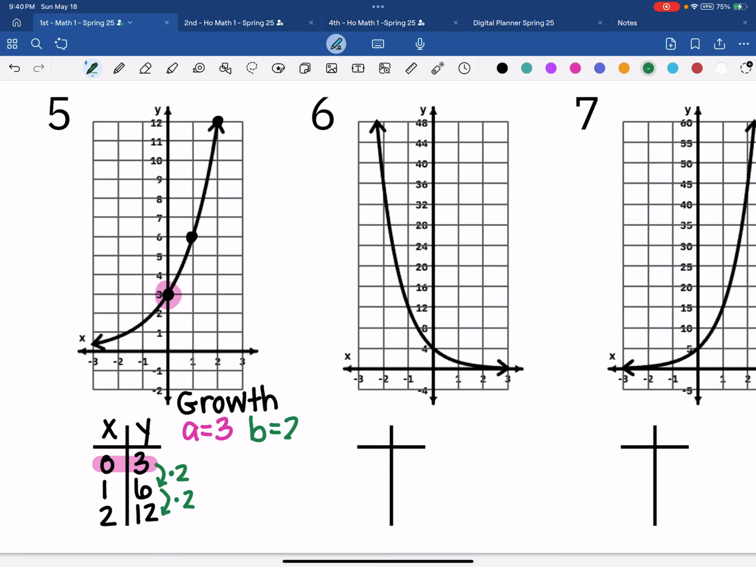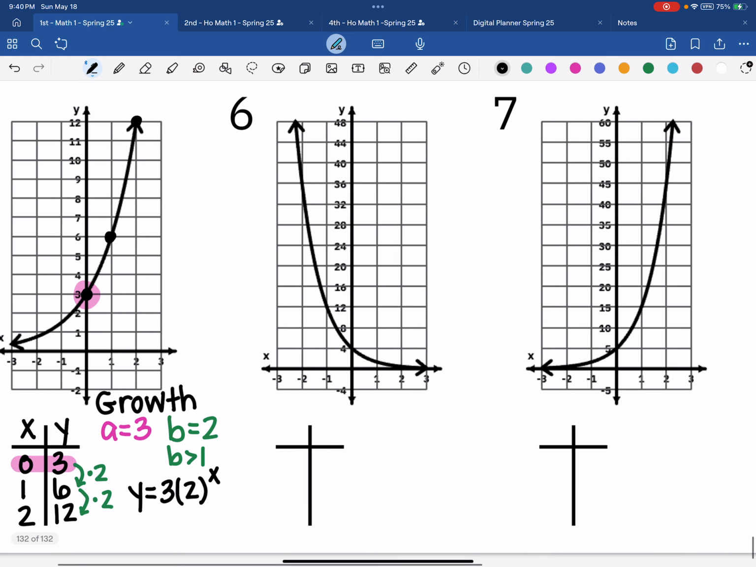All right, and again, my base is greater than 1. So since my base is greater than 1, I can confirm that that is growth. So my equation is y equals 3 times 2 raised to x.